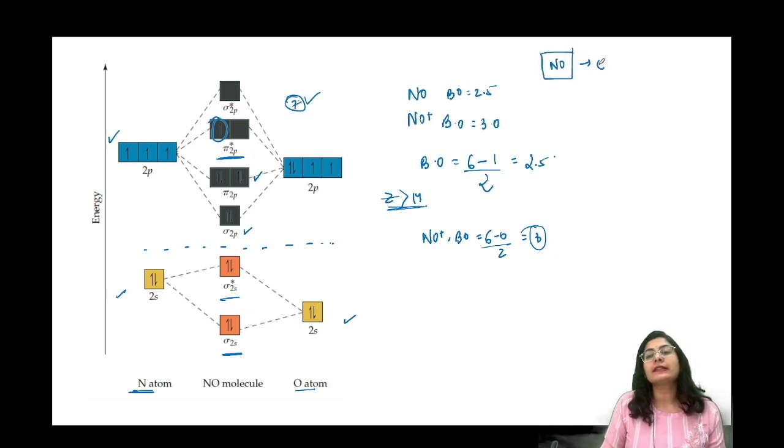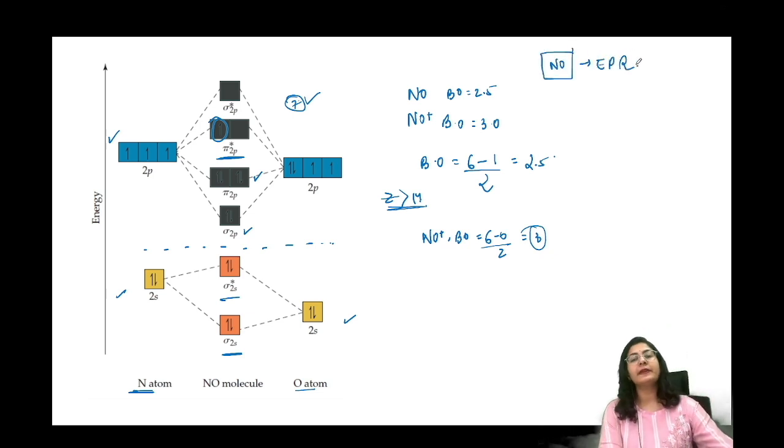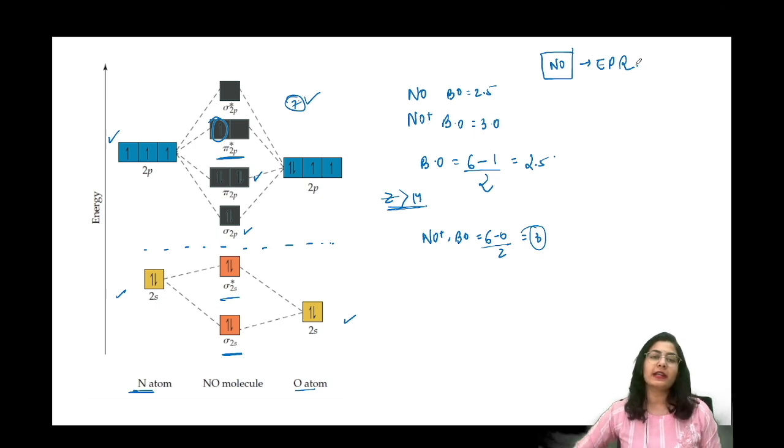So this extra electron which is present, because of this odd electron, the simple neutral NO molecule is EPR active, because EPR is shown only by those molecules which have an odd electron, basically one unpaired electron; they show electron paramagnetic resonance. So the NO molecule is paramagnetic in nature.